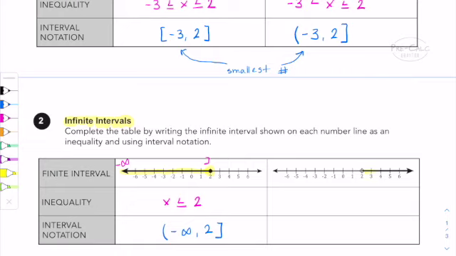The next example starts at positive 2 and heads towards positive infinity. Note that this is an open circle. Open circles receive parentheses. As an inequality, x is greater than 2. If we were to write this in interval notation, we would write it as 2 to positive infinity, both using parentheses. Make sure you get that right. Still the smallest number coming first.